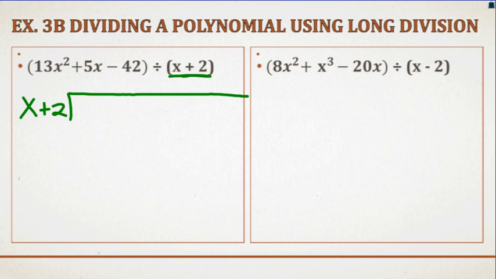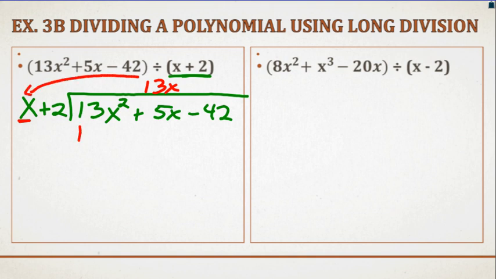in here, but I wanted to make sure that the biggest degree is first. So 13x squared is my biggest degree. Then I have plus 5x minus 42. Now if I would solve this, I want to get this x to be the same thing as 13x squared. So I need to multiply x by 13x in order to get 13x squared. So 13 times x is 13x squared. 13 times 2 gives me a positive 26x.